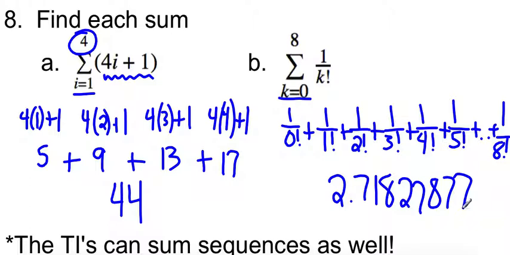So when you add this together, it's 2.7182787. Do you recognize that number? That's close to E. Okay, if you don't believe me, in your calculator, do E to the 1st power. It gives you something really close to that.